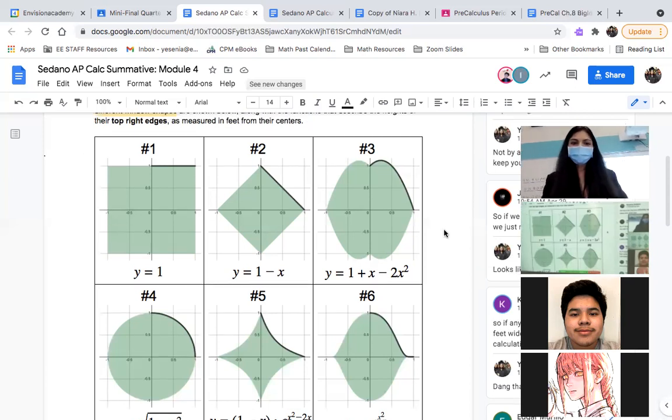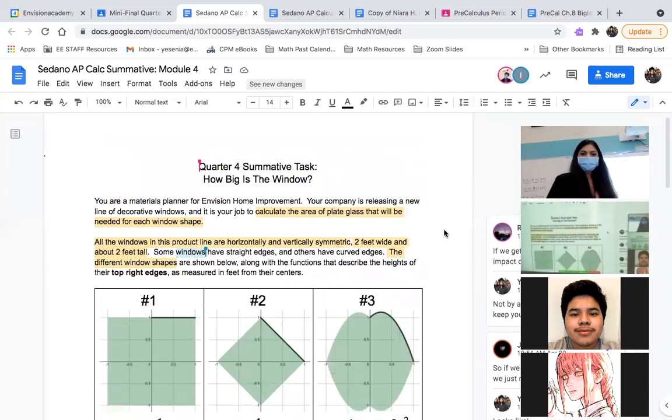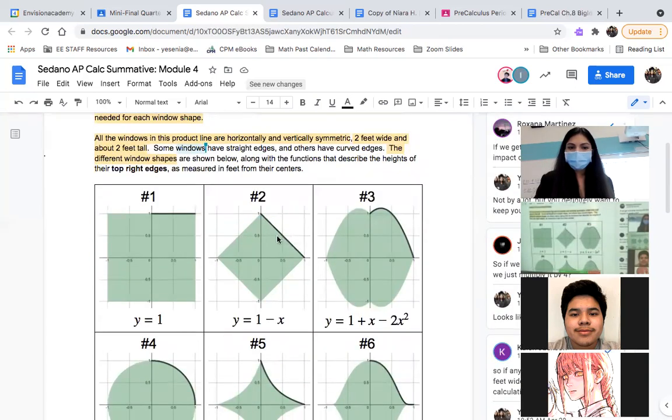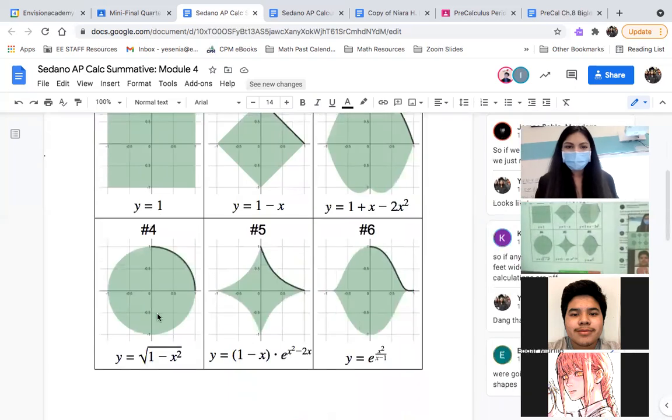Okay, cool. So basically you're imagining that you're a materials planner for some home improvement store. Just think of Home Depot. Your company is releasing a new line of decorative windows, and it's your job to calculate the area of the glass that will be needed. So these are the different types. There's a square window, there's one that looks like a diamond, there's this style, there is a circle window, there's a window that looks like this, and then there's a window that looks like this. These are just different window style designs.